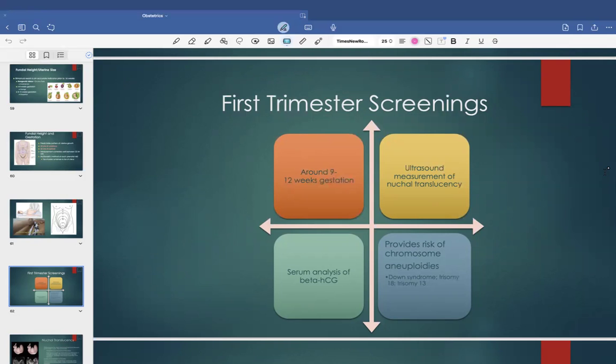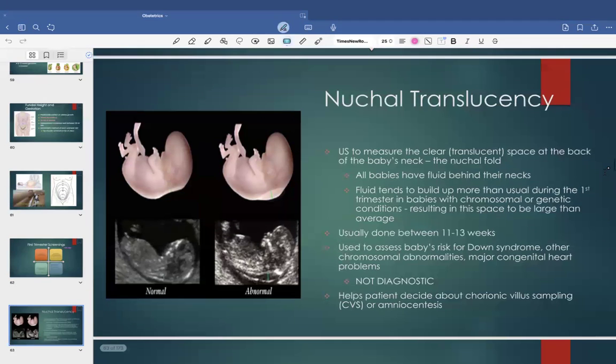This area is thicker than normal. If it's thicker than normal, it may provide some risk of chromosome abnormalities or aneuploidies like Down syndrome, trisomy 18, 13, or heart problems. So we'll see that on this picture here. Very, very tiny, but that's a normal nuchal translucency versus this larger area here, that is abnormal. That's what we're looking for.